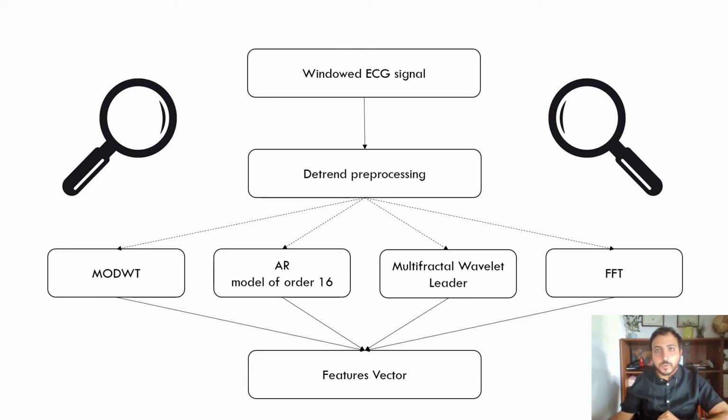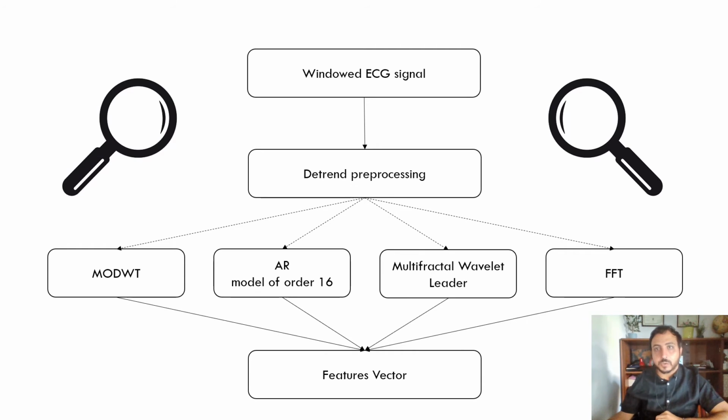Let's now focus on the steps between the buffered signal and the generation of the feature vector. The signal processing performed on the ECG starts with the detrend operation, where the average of the signal is computed and subtracted from the input signal. Then the following literature features are extracted: the energy of the maximal overlap discrete wavelet transform, the autoregressive model, the multifractal wavelet leader, and the fast Fourier transform.